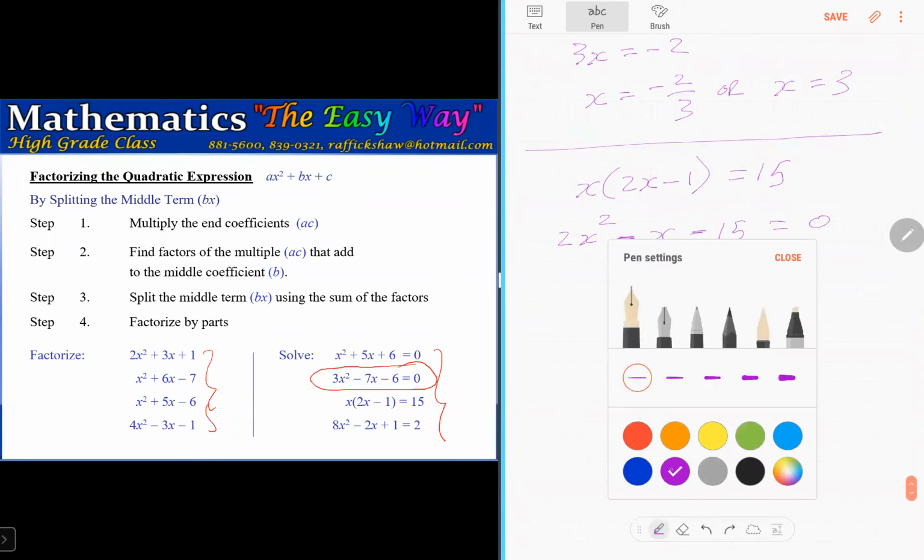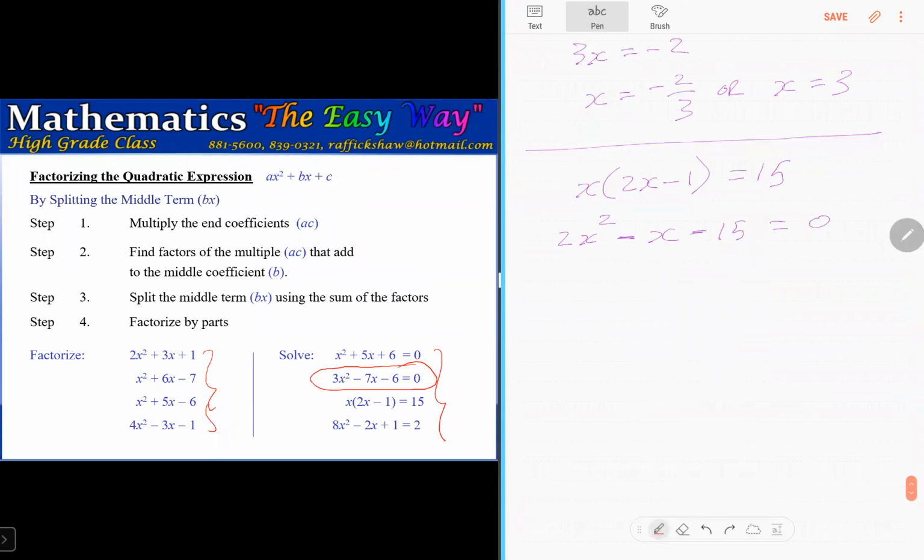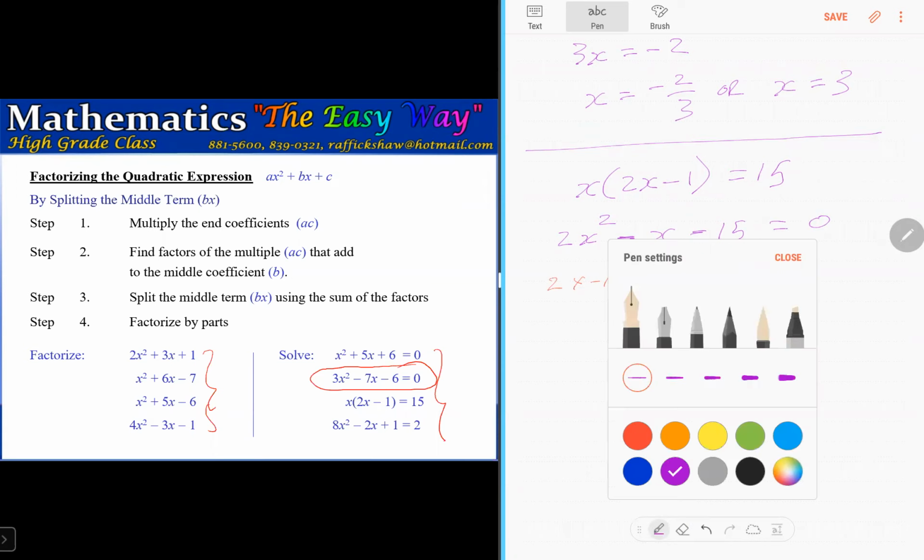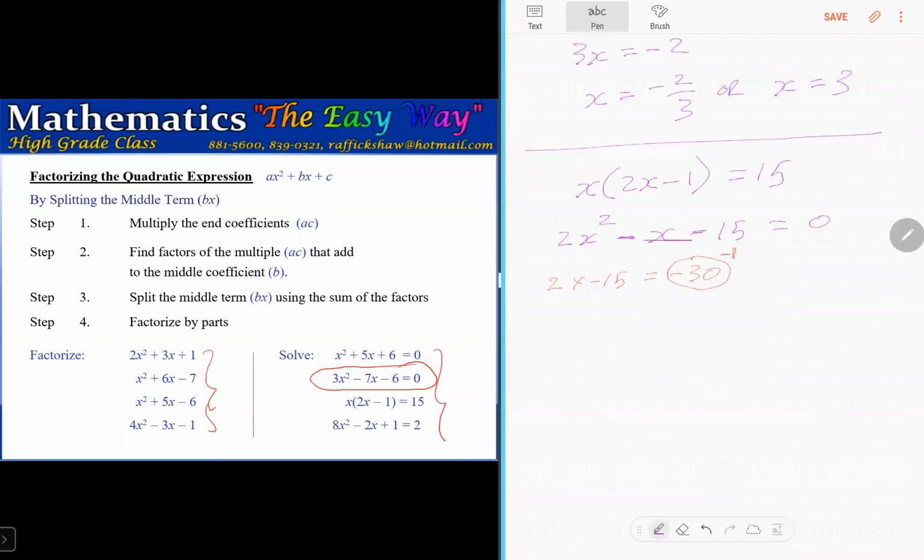I'm going to split the middle term now. Factorize the quadratic. First step, multiply the a and the c: 2 times negative 15 equals negative 30. I want factors of negative 30 that give me the coefficient negative 1. The negative 1 is what is right here, the imaginary 1 there, negative 1. So, factors of negative 30 that add to negative 1.